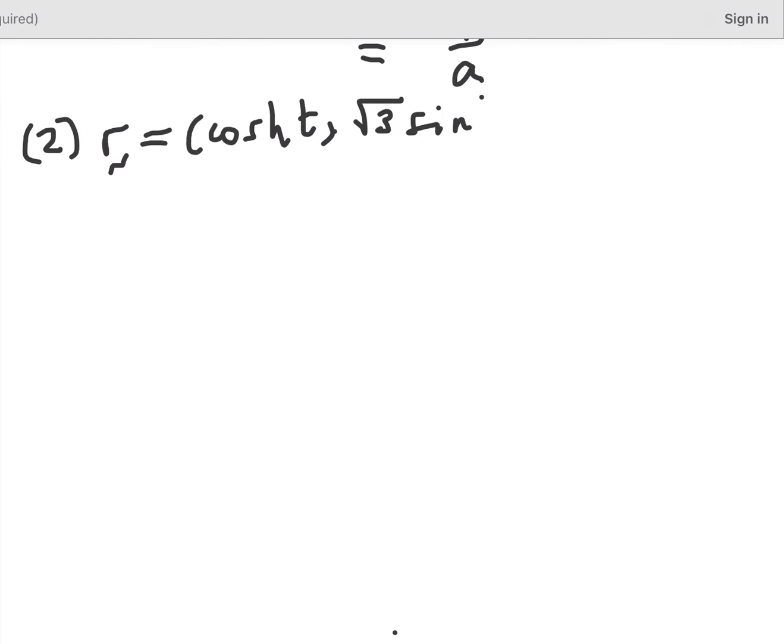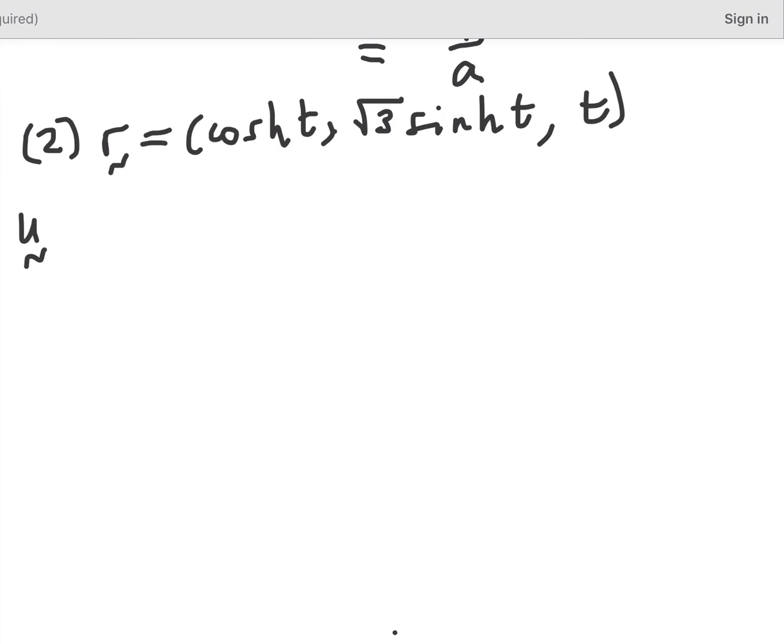Right, in the second example, we'll consider an example we considered earlier on. Let's go back to the example vector r given by hyperbolic cos, root 3 hyperbolic sine. We have it further above, and the z coordinate is t, for which we want to determine the curvature, whatever the curve looks like.